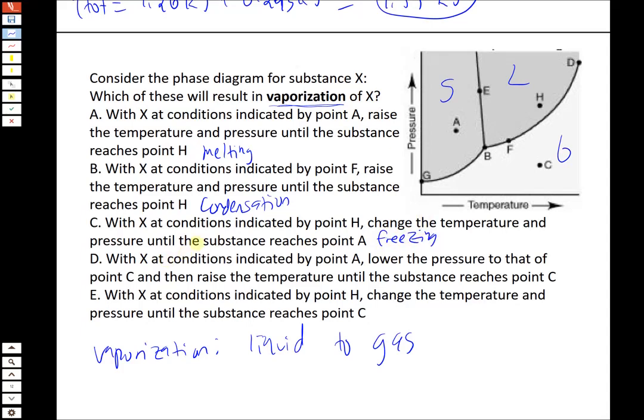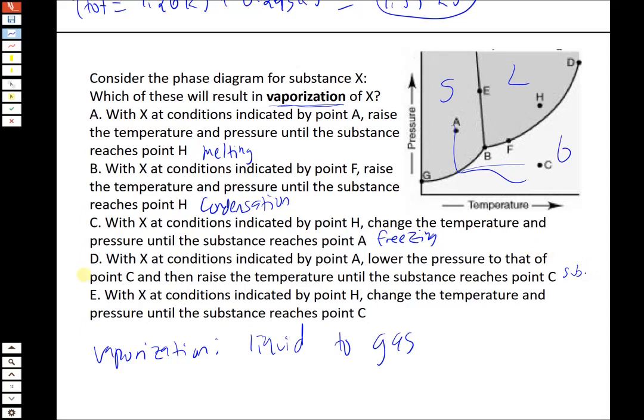For choice D, conditions indicated by point A, which is solid, lower the pressure to that of point C, and then raise the temperature. There might be a typo there. But anyway, in this choice D, we're going from A to C. I think we're going sort of like this, is what it's indicating. But again, the net process here for choice D is going to be solid to gas. When we go straight from solid to gas, that's called sublimation. I don't know if I have room to write that, but this is sublimation, not vaporization.